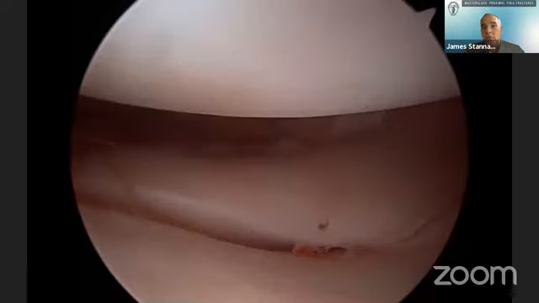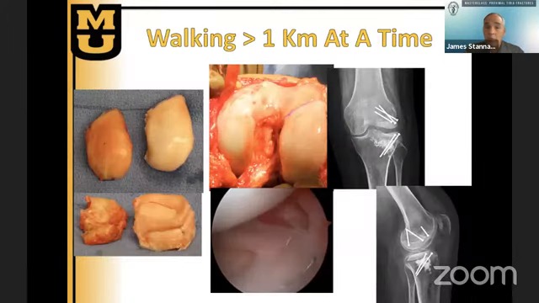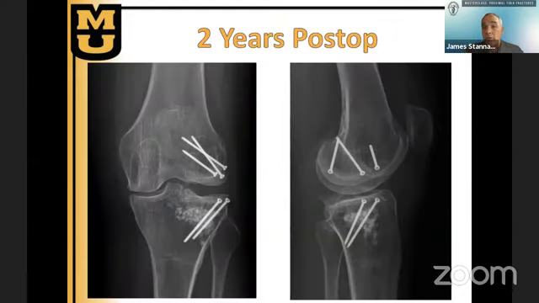You can see a beautiful femoral condyle, meniscus, and tibial plateau. Now, it's easy to have it look beautiful at the end of the case. The trick is, can it still look beautiful a year later? This is her at 5.5 months post-op. At that point, she was walking with no ambulatory aids greater than a kilometer at a time and had great pain relief. This is 2 years post-op.